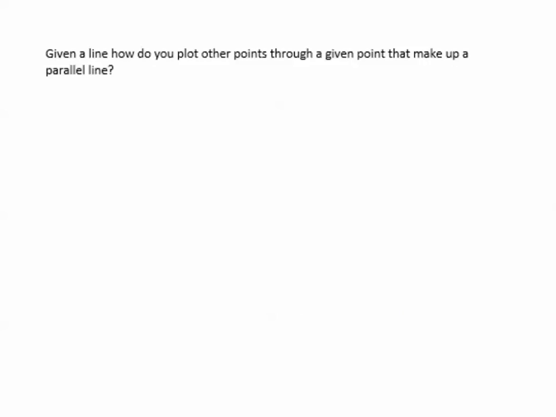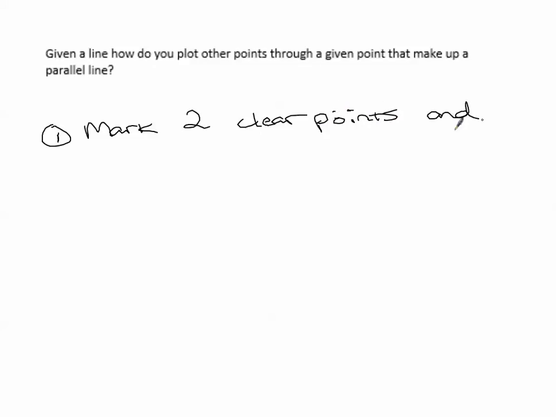All right, given a line, how do you plot other points through a given point that make up a parallel line? Okay, so that's what we're going to learn. Just some basic steps: we want to mark 2 clear points and find the slope of the line that we've been given.